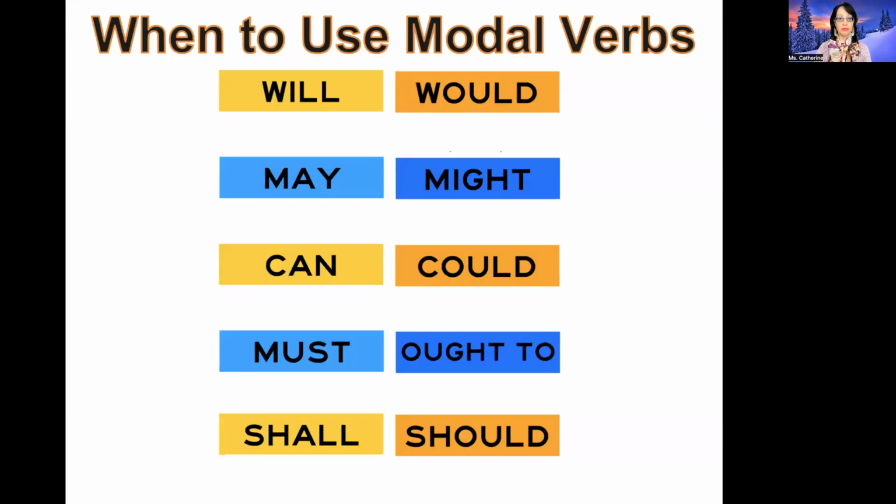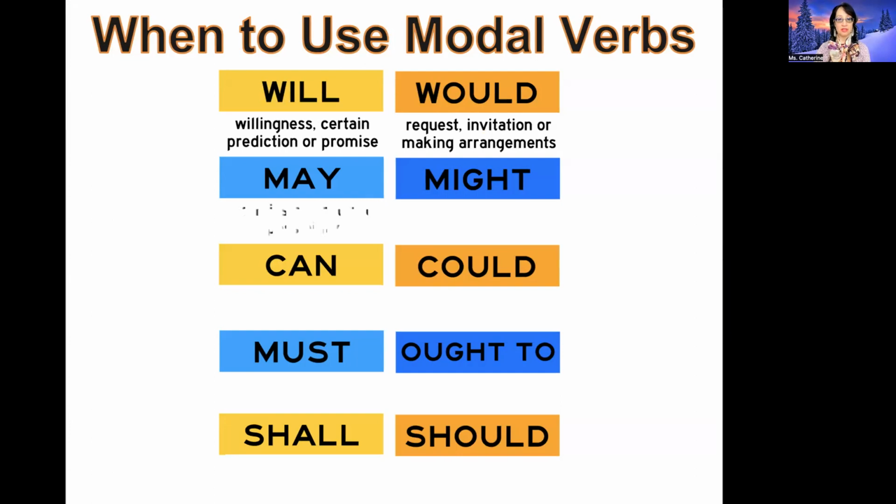When to use modal verbs? Will is used when we have willingness or certain prediction or promise. This is when we use the modal verb will. Would, we'd use it as a request, invitation, or making arrangements. May is used for permission or future possibility. Might, we would use it as a present or future possibility.